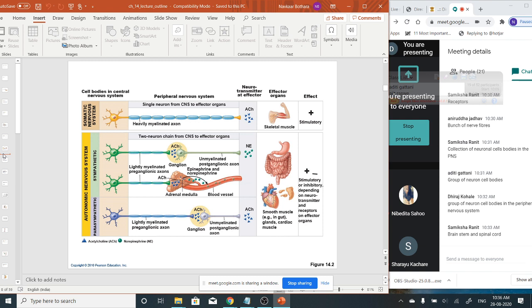So from this you can see that. Can you see something?